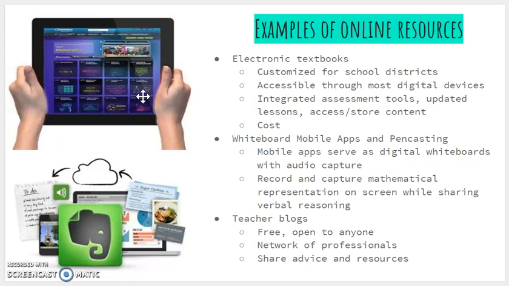We have whiteboards, mobile apps, and pencasting. With Evernote, you basically write and it records your writing and audio so that it can be uploaded and reviewed by teachers or other students. And teacher blogs, which are free and open to use for anyone. It's a network of professionals, and people just share advice and resources available to everyone.